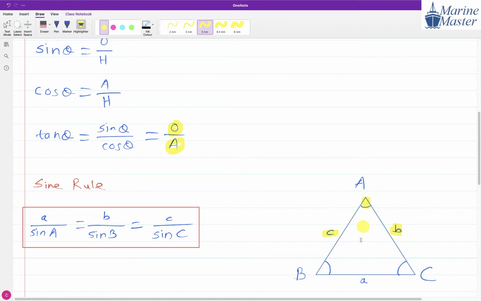Now what does the sine rule say? A by sine A equals B by sine B equals C by sine C. What is meant by small a? Side A, small b, side B, small c, side C. Please write down this sine rule.